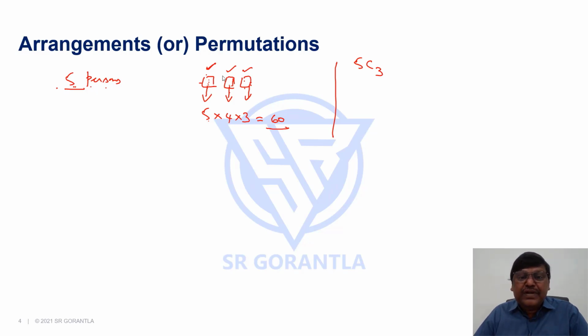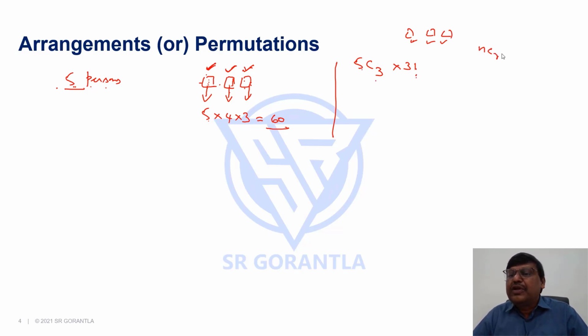So out of 5 persons, 3 persons can be selected first in 5C3 ways. Once you select those 3 persons, they can be seated in these 3 positions in how many ways? As I've just said, 3 persons in 3 positions can be seated in 3 factorial ways. So the total number of options is 5C3 into 3 factorial.